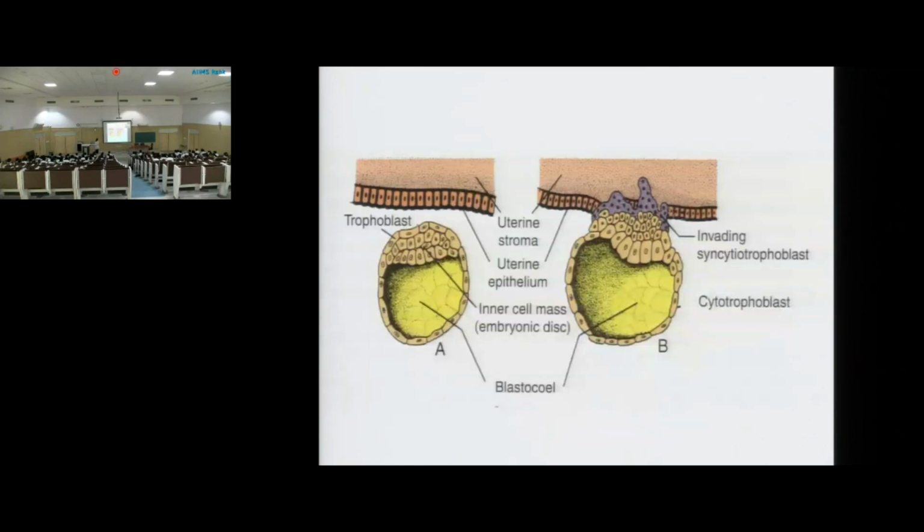you can see this one, where it is finally getting attached as well as now invading. This trophoblast can be further divided into two types, the syncytial trophoblast and the cytotrophoblast. The syncytial trophoblast, you can see in this diagram, is a multinucleated structure. Look at the number of dots showing the nuclei, shown by this purple part. And the cytotrophoblasts are distinct individual cells having single nuclei. These ones are the cytotrophoblasts.